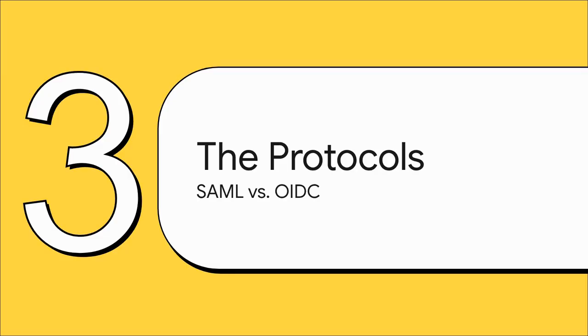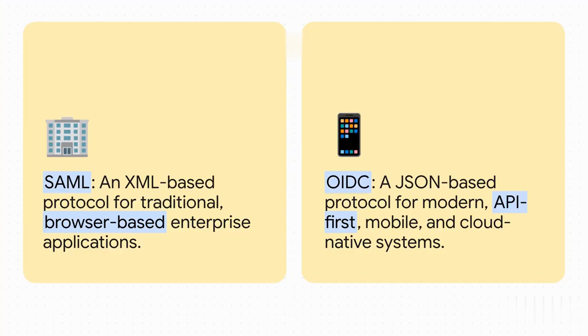Okay, so how does this trust actually get built on a technical level? Well, it all boils down to these standardized languages or protocols that all these systems agree to speak. And the 2 big names you absolutely have to know are SAML and OIDC. So on one side, you've got SAML. Think of it as the established veteran. It's built on XML, and it's been the reliable workhorse for all those big, traditional, browser-based enterprise apps for years. Then on the other side, you've got OIDC, or OpenID Connect. It's the new contender. It's modern, it's built on JSON, and it was designed from the ground up for the world we live in now, full of mobile apps and APIs.